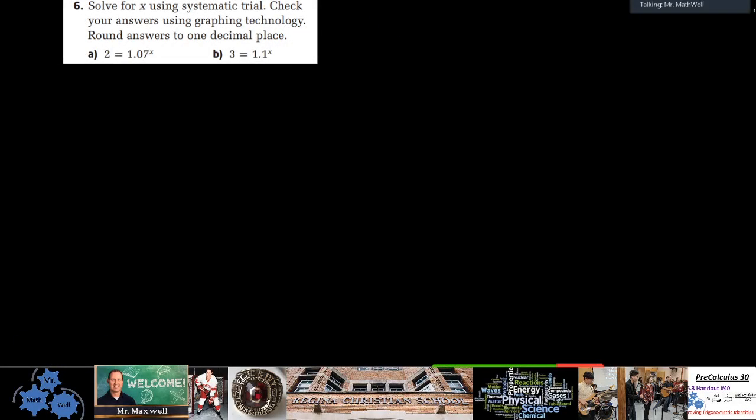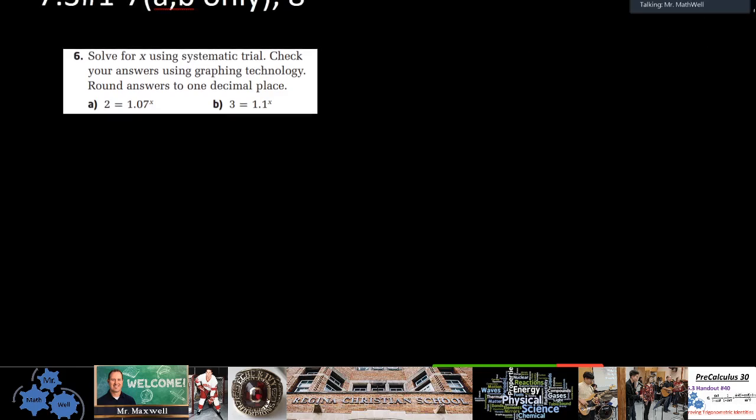All right, so we're looking at pre-calculus 30 here, and this is 7.3, number 6, and we're going to do 6a. We're talking about exponential functions, in this case, solving. Now, there's two different ways you could solve equations, algebraically and graphically. This one doesn't really ask you to do either in a definitive sense. It just asks you to use trial and error, or systematic trial by solving.